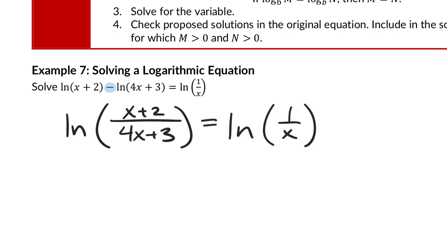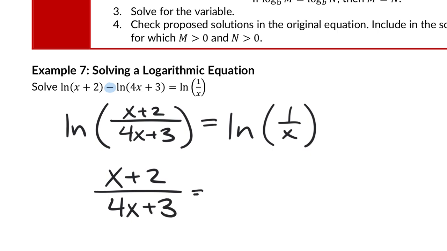Once logarithms are equal to each other and they have the same base, these are both base e, we basically can ignore the logarithm. We can just set the insides equal to each other. If those logarithms are equal, then their arguments are equal.